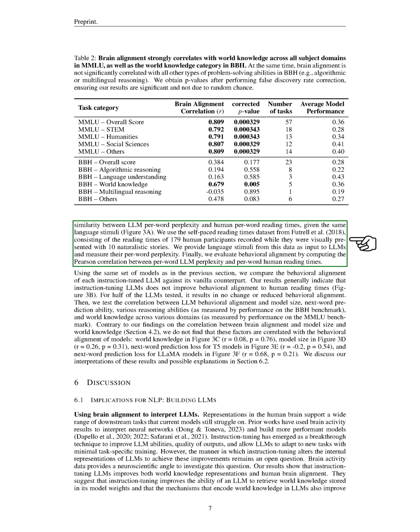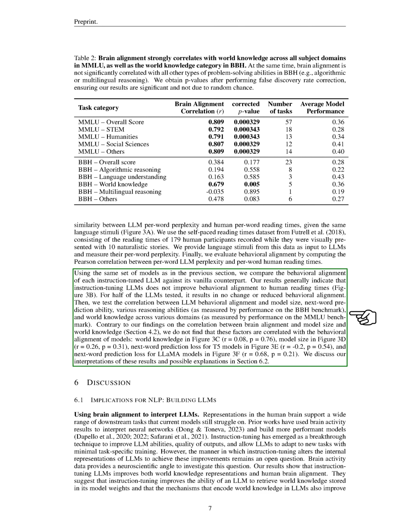In addition to brain alignment, we also explored behavioral alignment, which measures the similarity between LLM per word perplexity and human per word reading times. We found that tuning the LLMs did not improve their behavioral alignment to human reading times. In fact, for half of the LLMs we tested, it resulted in no change or reduced behavioral alignment.